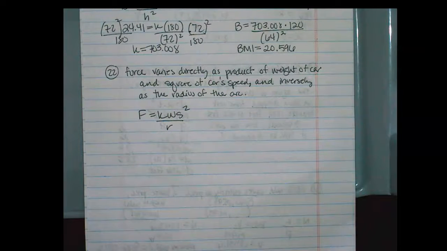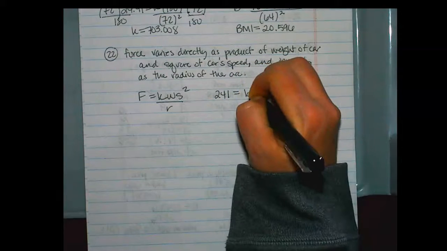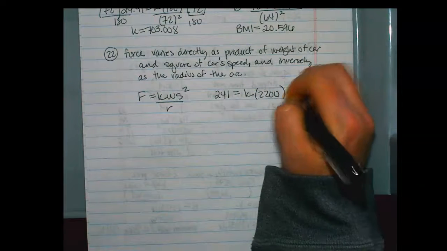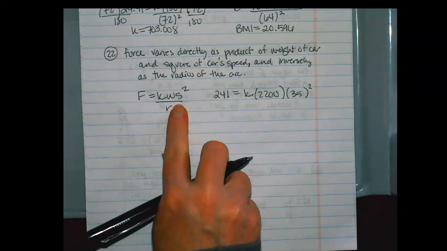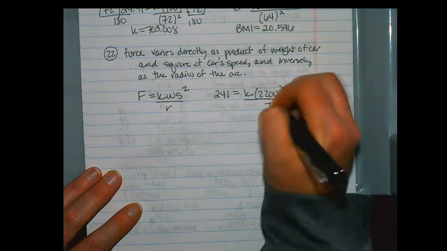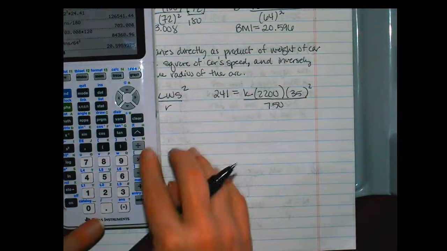Force equals the constant variation times the weight of the car, the square of the speed, and inversely is the radius of the arc. And then they tell us a bunch of stuff. So they tell us if it takes 241 pounds of force to keep, I don't know K, I know a 2,200 pound car moving at a speed of 35 miles an hour squared on an arc whose radius is 750 feet. Then I can find the constant of variation here. I'm going to throw all that in my calculator.